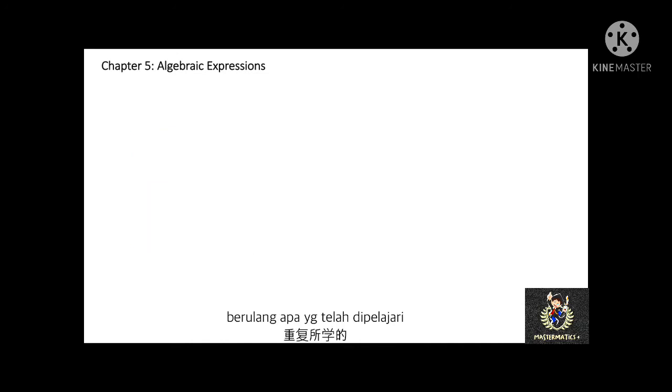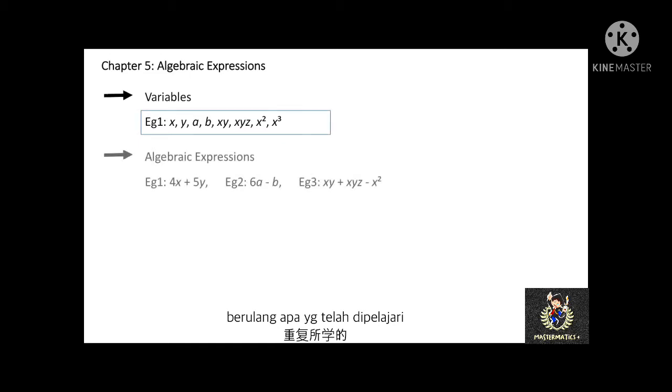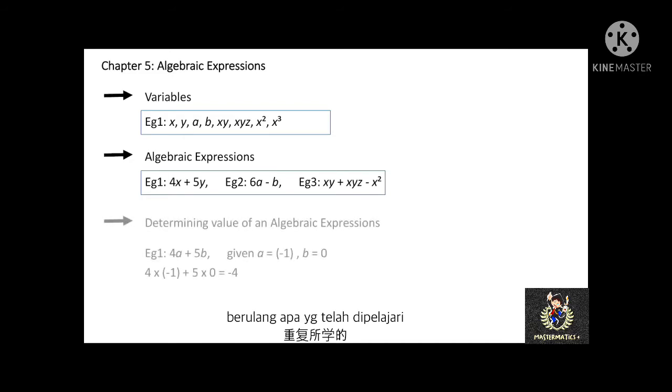Now let's repeat what we had learned just now. The first one is variables, for example, x, y, a, b, xy, xyz, x squared or x cubed. All these are variables. The second one is algebraic expression such as 4x plus 5y, 6a minus b, or xy plus xyz minus x squared.